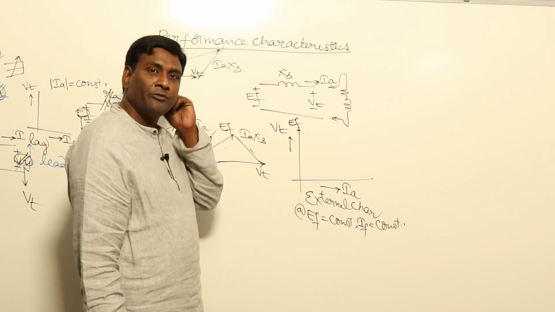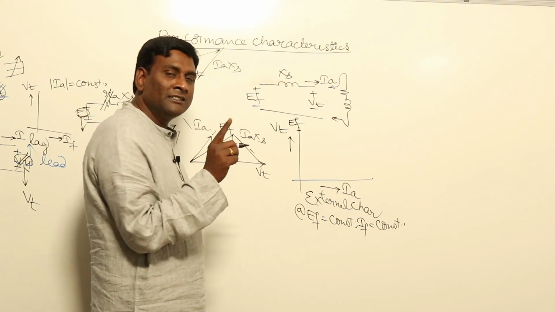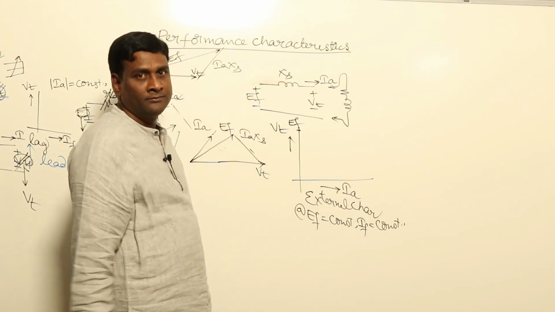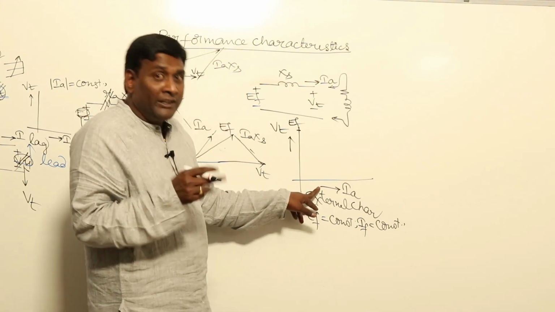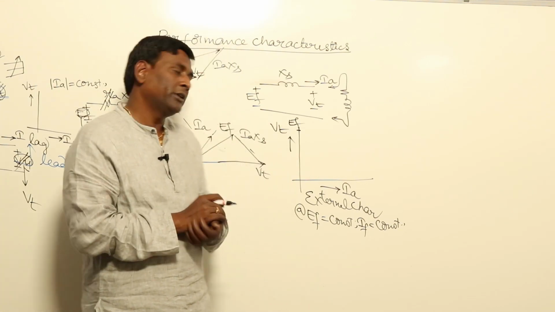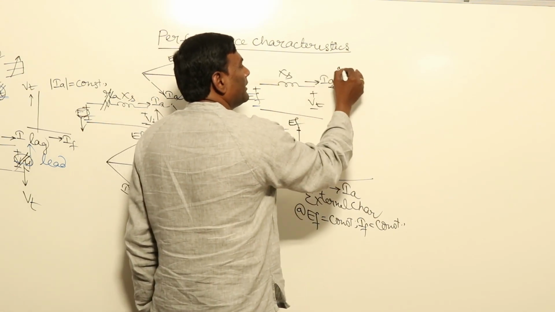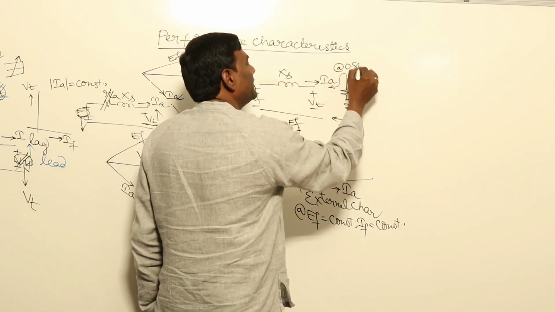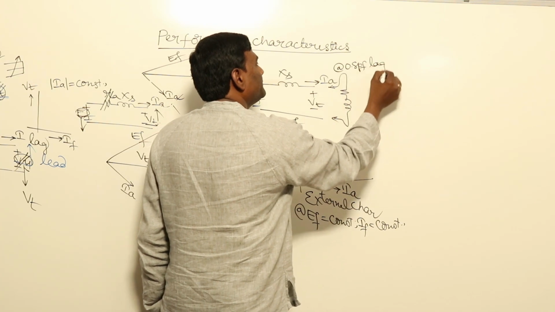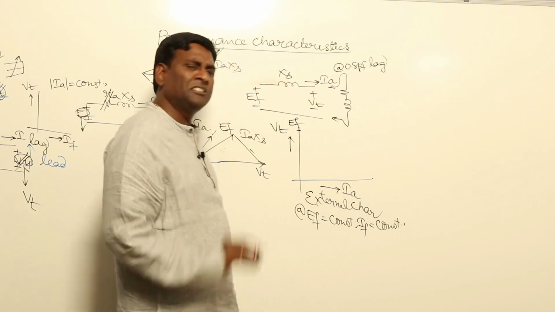Now for example, variation of IA you are considering means that one more parameter is there. What is that? Power factor. So for a given characteristic, power factor will be maintained constant. Because variation of power factor, variation of IA, variation of VT, how to draw in a two-dimensional graph? Not possible. So what we are going to do is, for example, 0.8 PF lag. 0.8 PF lag is fixed.